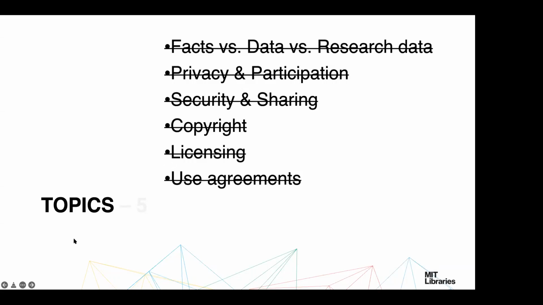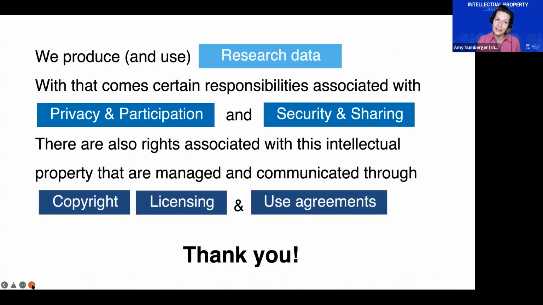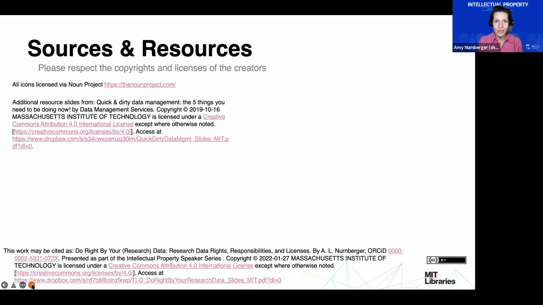Perfect. Okay. Excellent. So, as I mentioned, we are so close to the end. You can see we have lined out every single one of our topics, and it's really to come to this basic statement, right? That as a research community, we produce and use research data. And with that comes certain responsibilities that are associated with privacy, thinking about our participants in the research endeavor, thinking about what that means for security and for sharing of the results of research. And there are also rights that are associated with the production of the intellectual property. And these can be managed and communicated through copyright, licensing, and use agreements. And that's me. Pretty much.